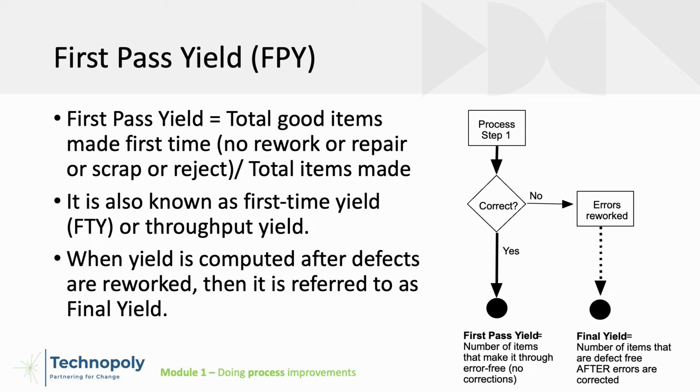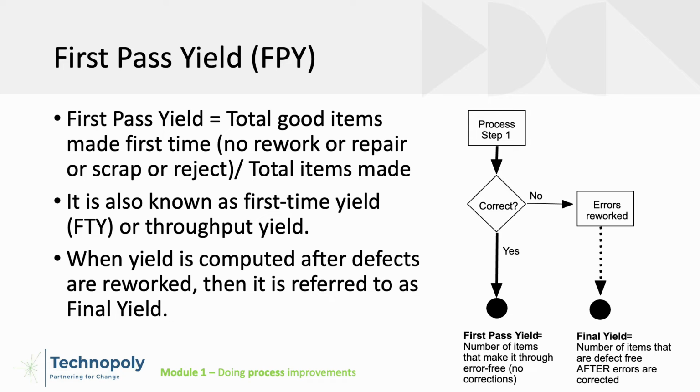This concept of yield is called first pass yield. First pass yield is where you only measure the good items that you made the first time. No rework or repair or scrap or rejects. You only consider those that were good the first time around. This is called first pass yield. Sometimes it's also called first time yield or throughput yield.